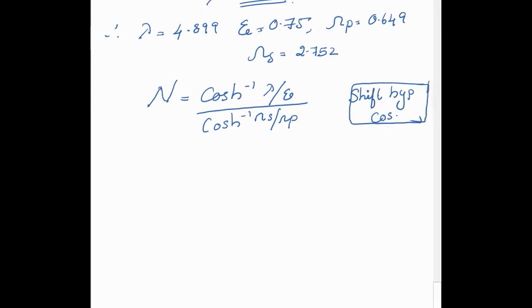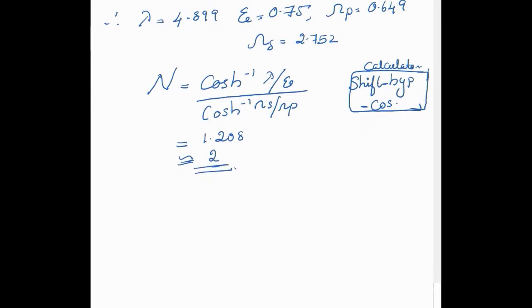Shift, HYP, cos, you will get cosh inverse. You have to substitute the value of lambda and epsilon and cosh inverse of omega s and omega p. So the value will be 1.208 and approximately you can take it as n is equal to 2.